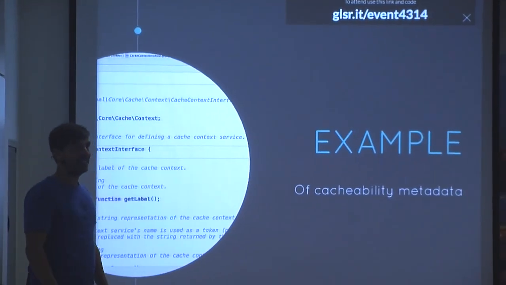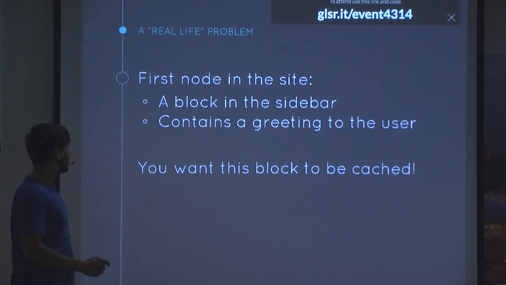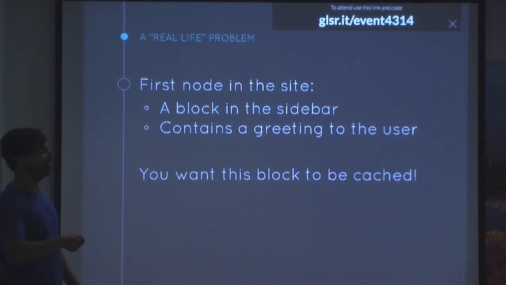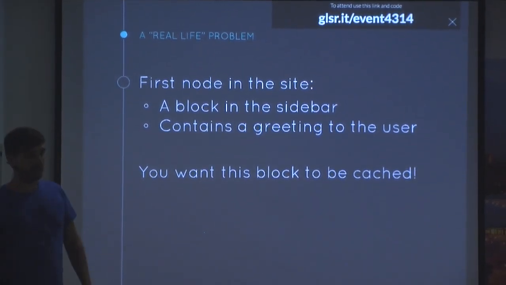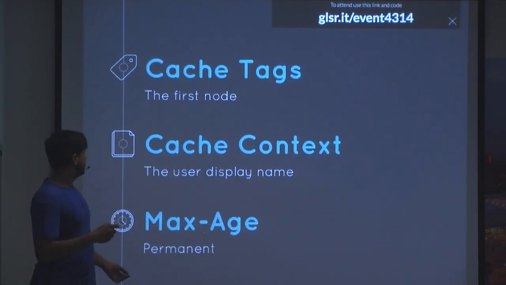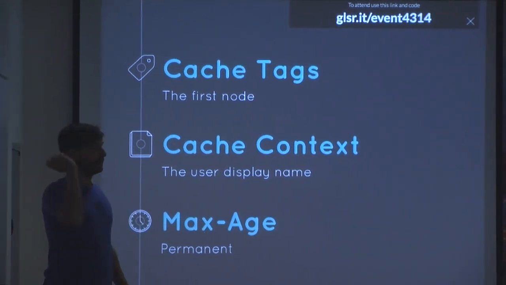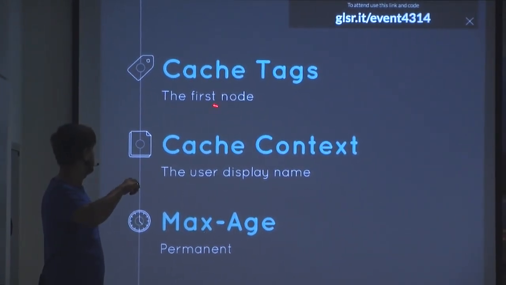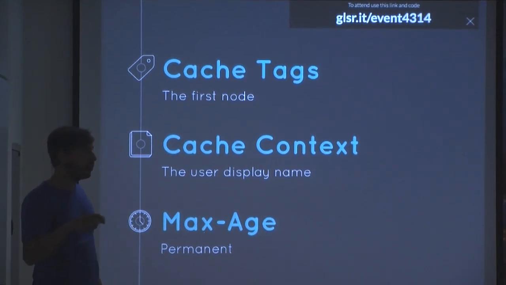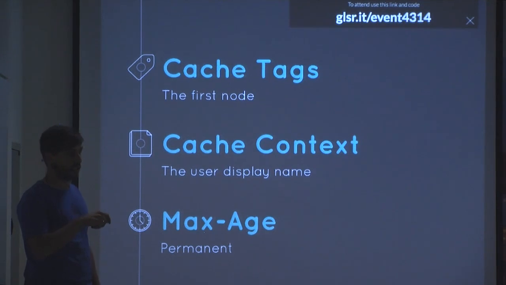So we'll see an example, and surprise, the example is the first node in the site, in a block in the sidebar, and it's a greeting to the user. You want the block cached, and we're going to use this cacheability metadata. We're going to invalidate the title when the node changes, and we're going to show how it's different for different users, different cache entries for different users, and we're going to cache it permanently.